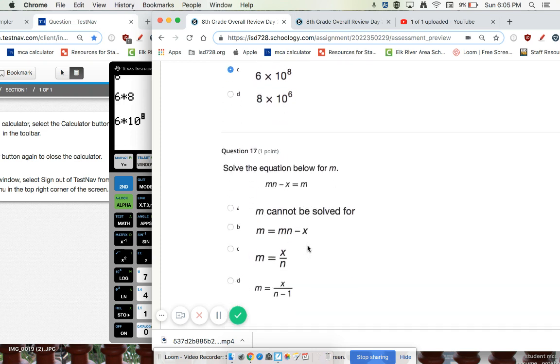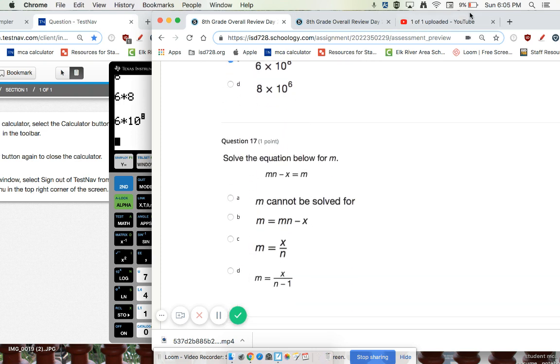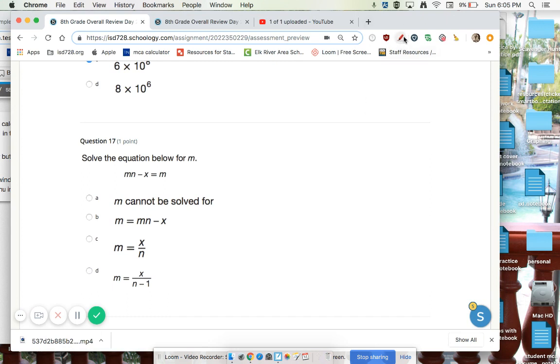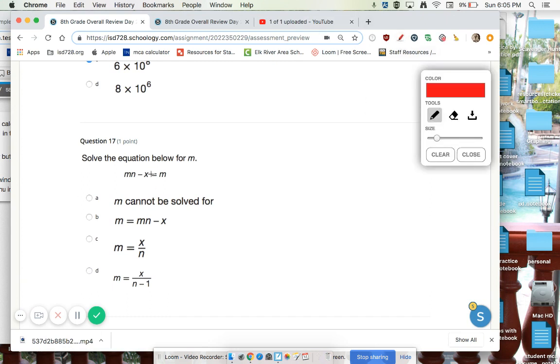All right, number 17. Solve the equation below for m. And to solve for m means that you need m by itself. So this one says m can't be solved for. This says m equals mn minus x, which is literally the same thing. So no, I know for a fact that's not it. M is x divided by n. M is x over n minus 1.